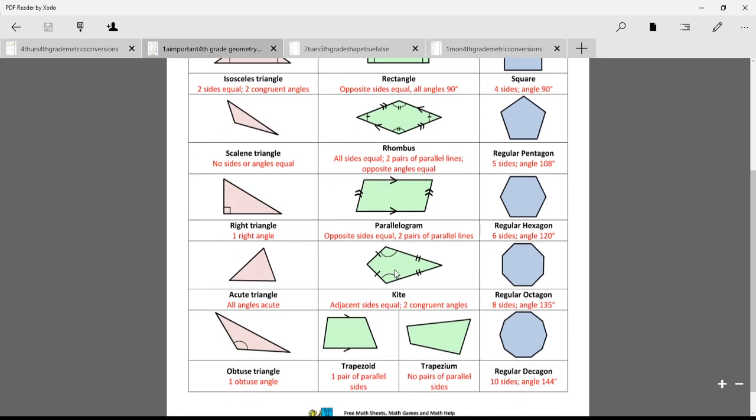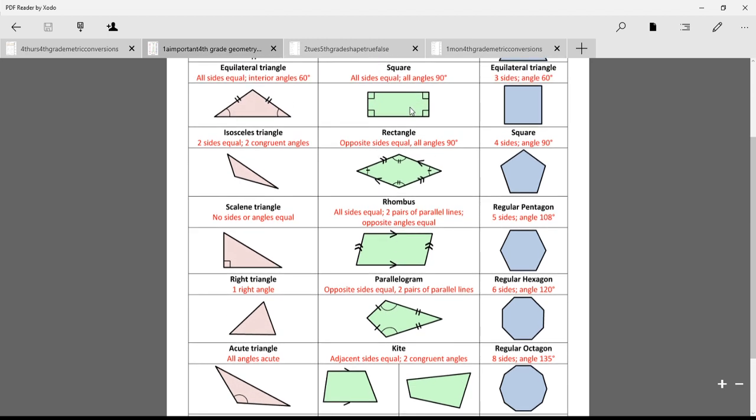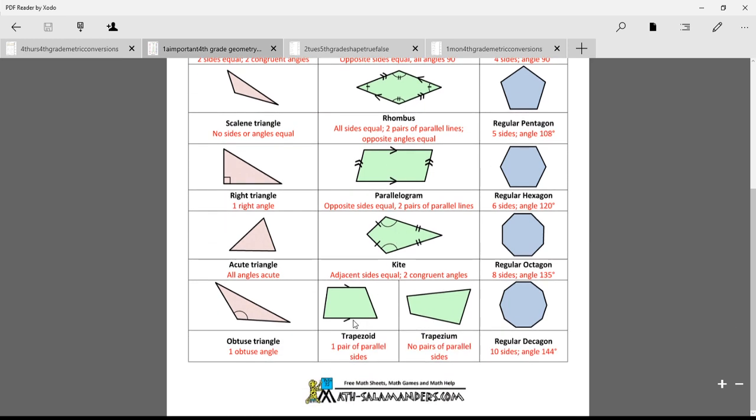A kite has adjacent sides equal. Adjacent means the sides next to each other, while opposite sides are the sides across from each other in the shape. A kite also has 2 congruent angles, which means 2 angles are equal. Technically, a square has 4 congruent angles. A trapezoid has 1 pair of parallel sides, and then a trapezium has no pairs of parallel sides.